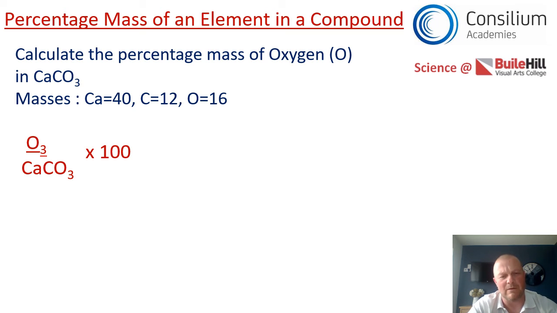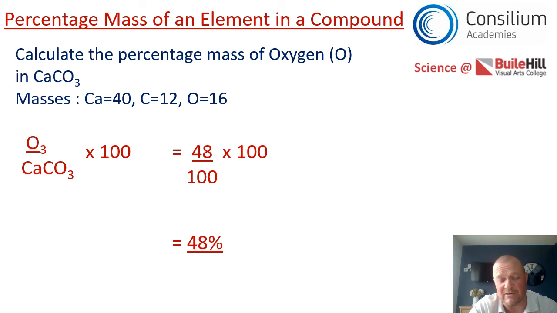O3 is 3 16ths, would be 48, and CaCO3 is 40 and 12 and 48, which equals 100. So the answer to this question is going to be 48, which is the oxygen, divided by 100, which is the CaCO3, and then times it by 100 to get it into a percentage. And on this occasion, it's dead simple. The answer is 48%.